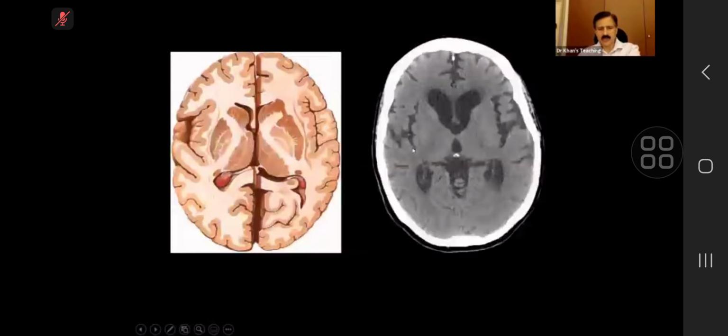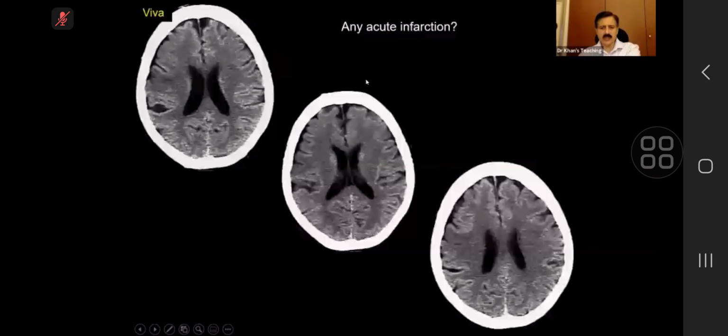Now, basically, this is the anatomy which is important. This is the lentiform nucleus, putamen and globus pallidus. This is the head of the caudate nucleus. And this is the internal capsule. This is the insula. Please remember that gray matter is higher density on the CT than the white matter. And when there is loss of gray-white matter differentiation, that is taken as a sign of early infarction. Candidate 7. In this case, on the right side, do you see any acute infarction? Yes.